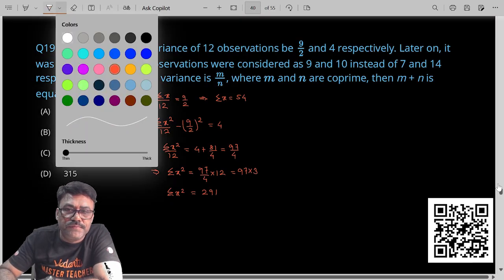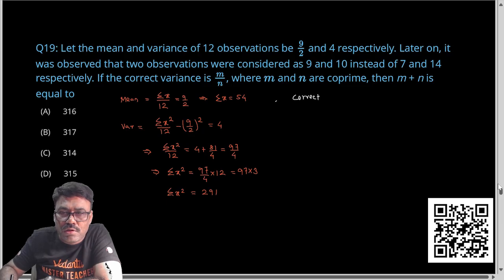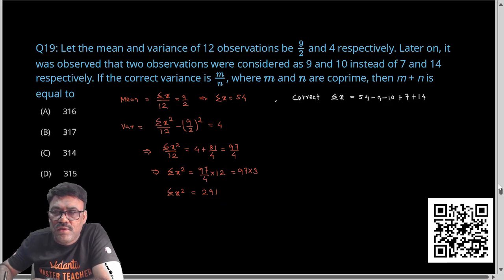So let's correct it. What is the correct sigma x? Now I'm writing the correct data. Incorrect is 54. And what is wrong here? We have taken 9 and 10 wrongly. So this 9 and 10 will be subtracted and 7 and 14 will be added. 9 and 10 are incorrect, 7 and 14 are correct. So basically it is 54 minus 19 plus 21. So it is 56.